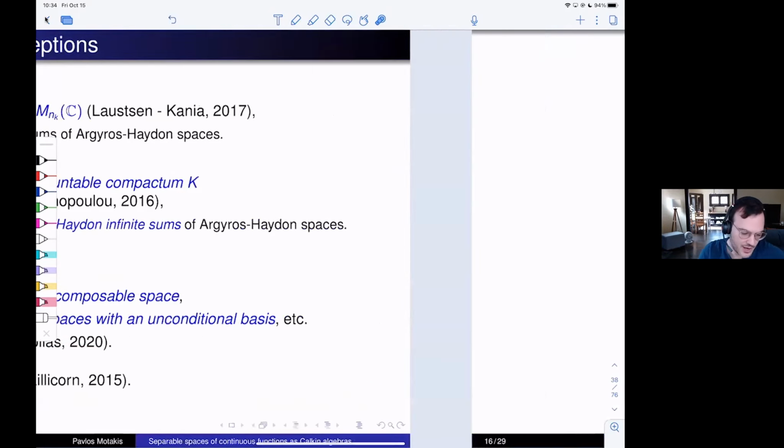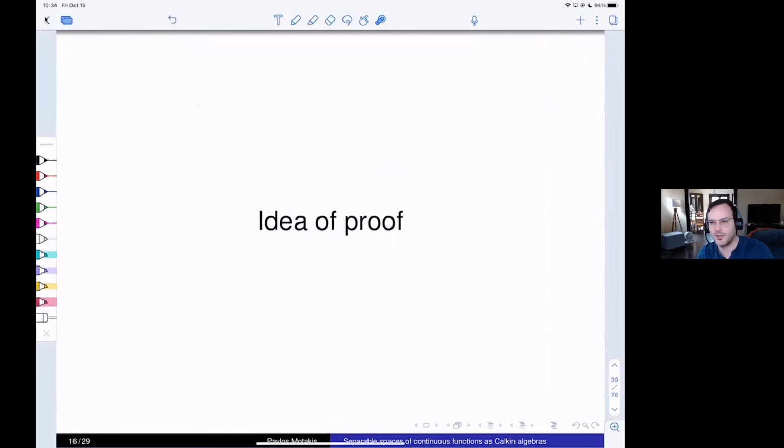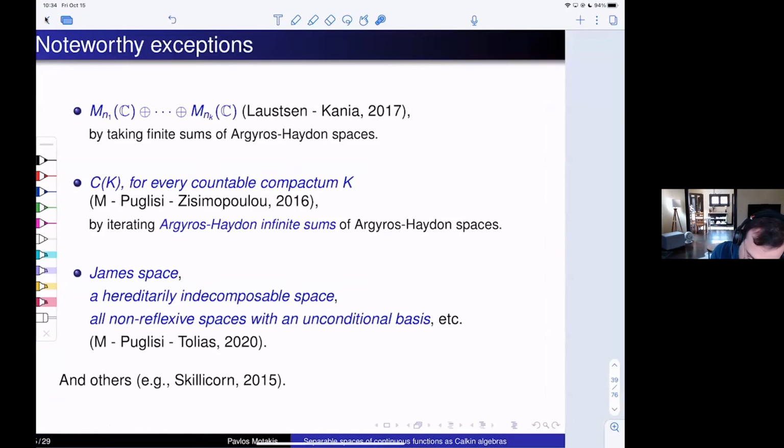Okay, so now I want to talk about the idea of proof. And I think that there is enough time. So what we want to do is go through the 3 steps in the DIY guide of how to define Calkin algebras. When you construct an HI space, that's a good question. So I can briefly go back to this.